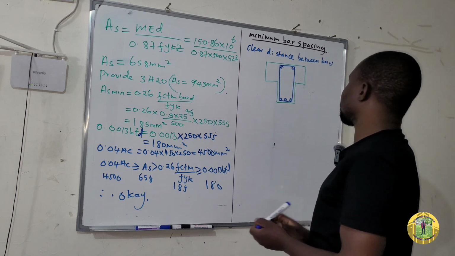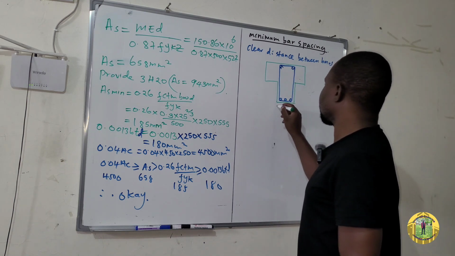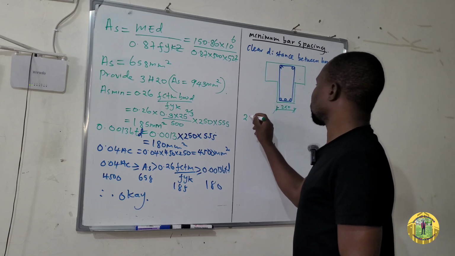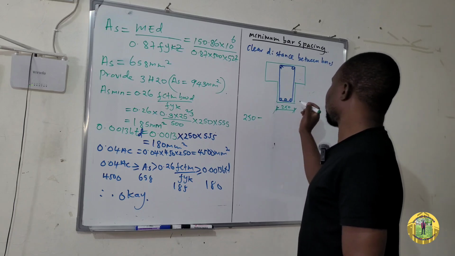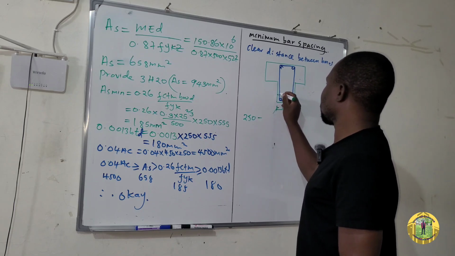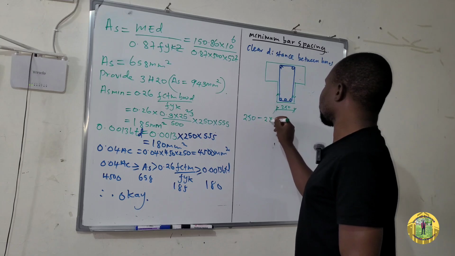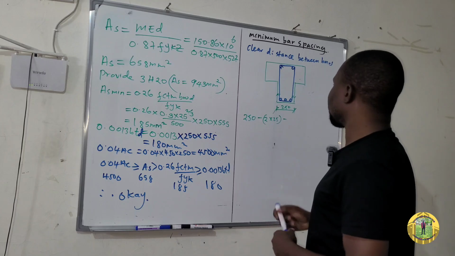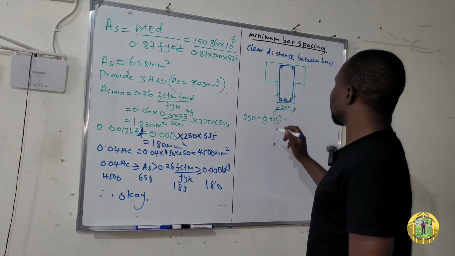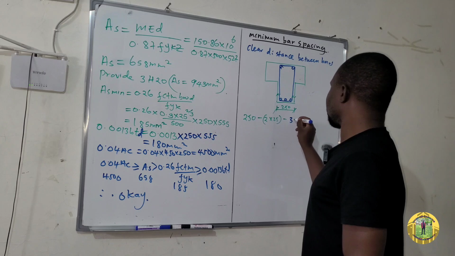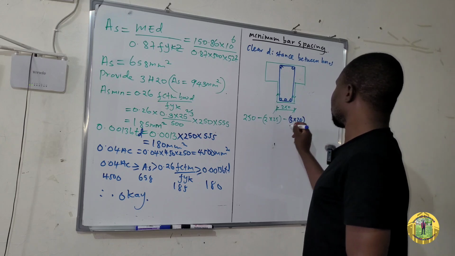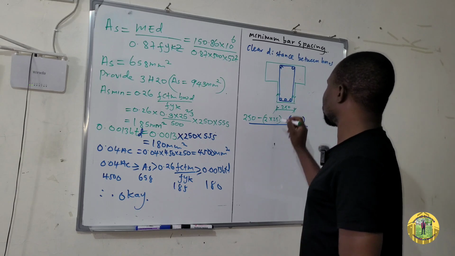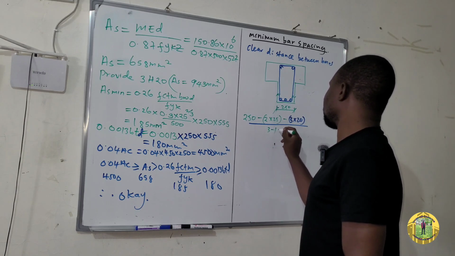So to calculate clear distance, we'll take this distance, which is 250, minus the cover, which is 2 times 25, minus the diameters of these 3 bars combined. So this is 3 times 20, and then we'll divide by the number of spaces. We have 2 spaces, this is 1 and 2. So 3 minus 1, which is 2.